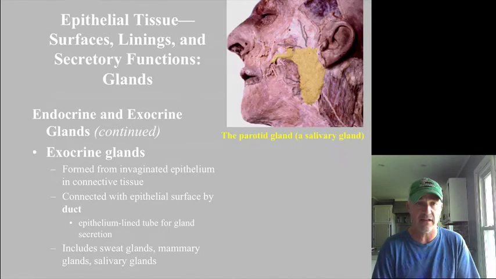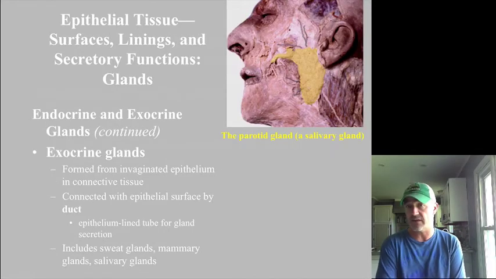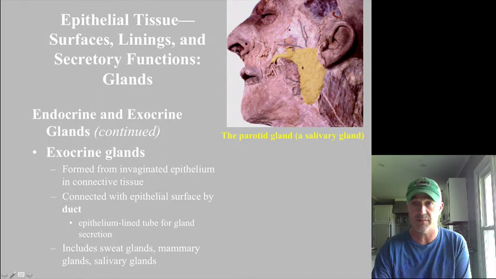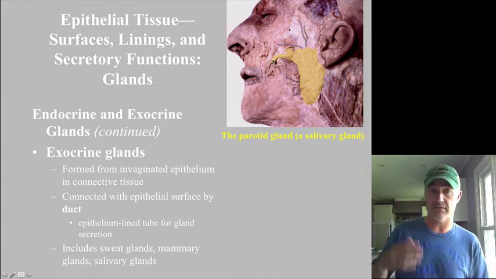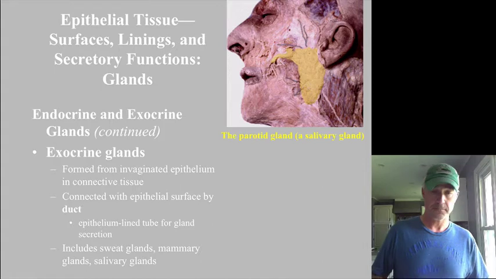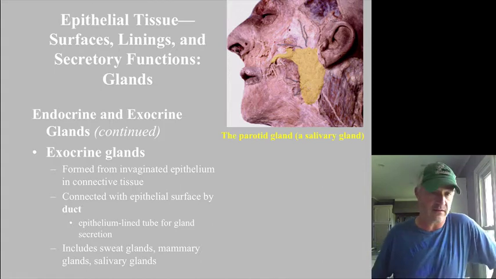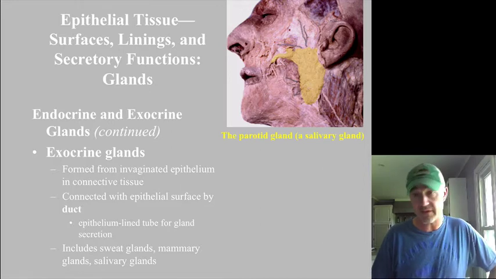Exocrine glands are glands that have a duct. Like a salivary gland, in this kind of disturbing picture of a cadaver, you can see here is the parotid salivary gland, and here's the duct taking that to the mouth. So they have an epithelial-lined duct, and that is going to take those secretions into those areas. These are things you'd see in sweat glands, mammary glands, salivary glands, obviously.